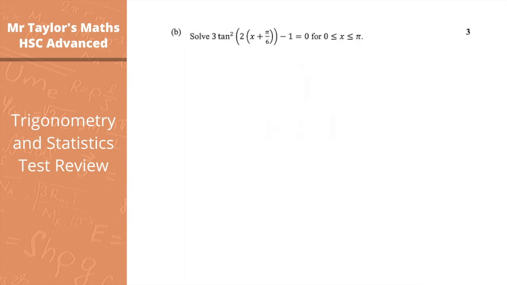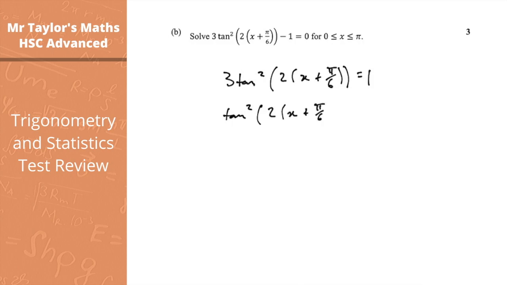Okay, question 7 part B. So this one's a lot more complex. We've got solve 3 tan squared (2x plus pi on 6) minus 1 equals 0, going from 0 to pi. Okay, so we want 3 tan squared (2x plus pi on 6) equals 1, and then divide by 3, and then I take the square root.